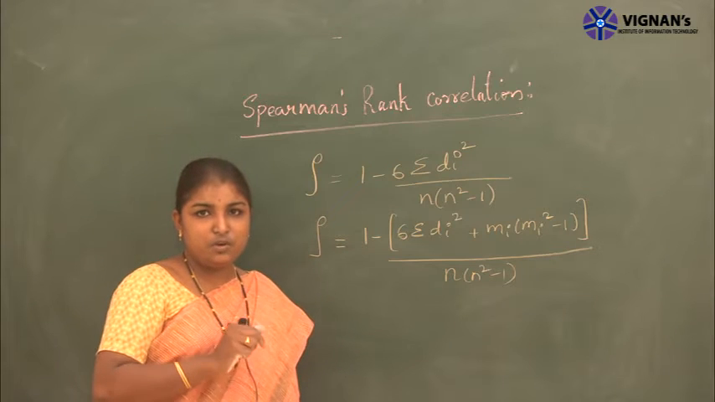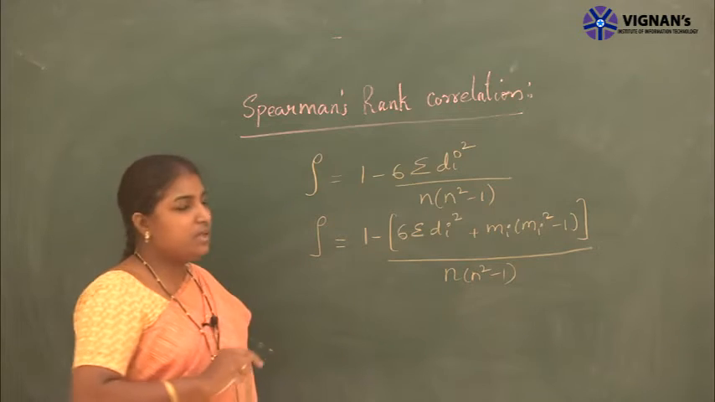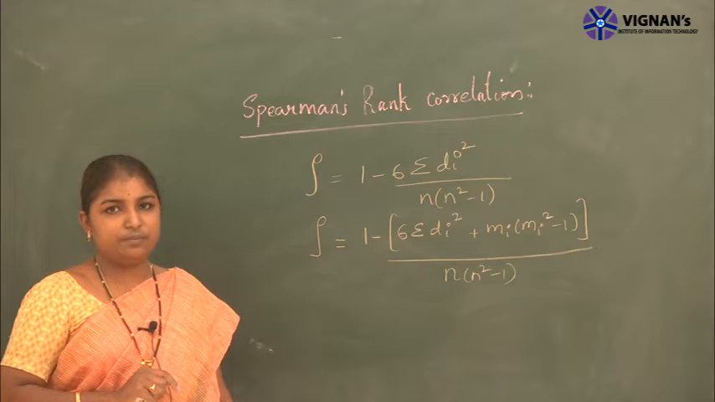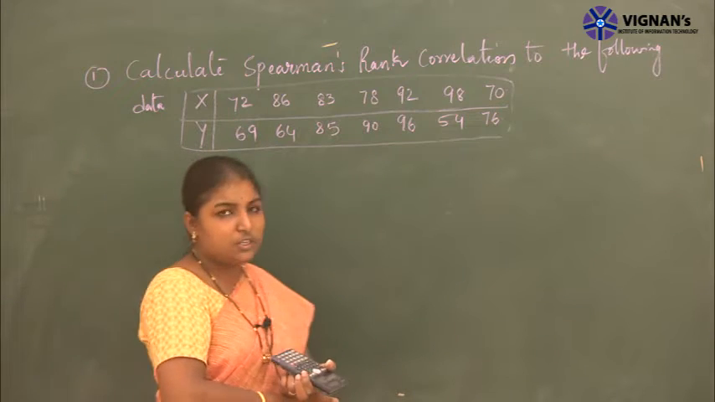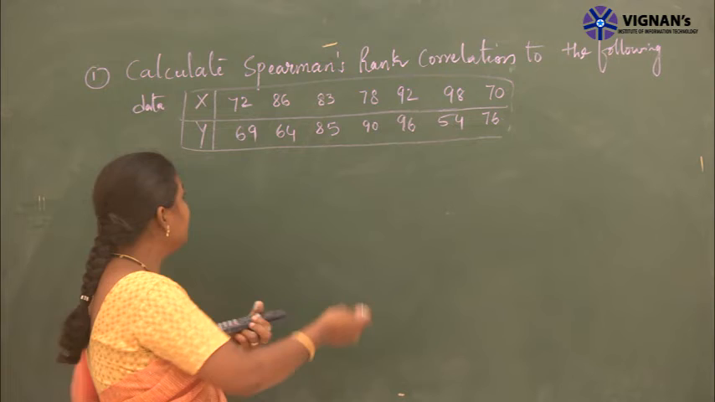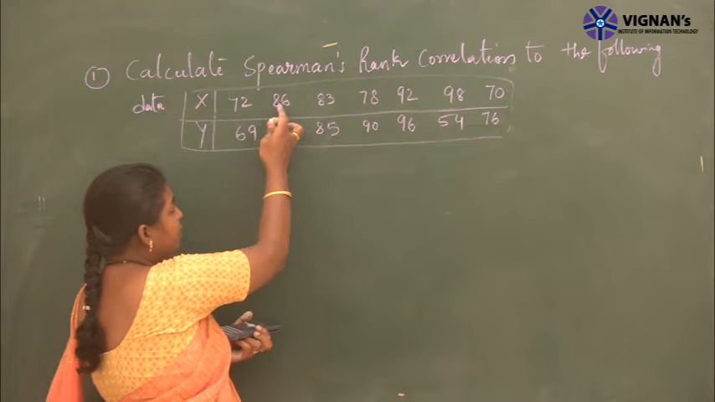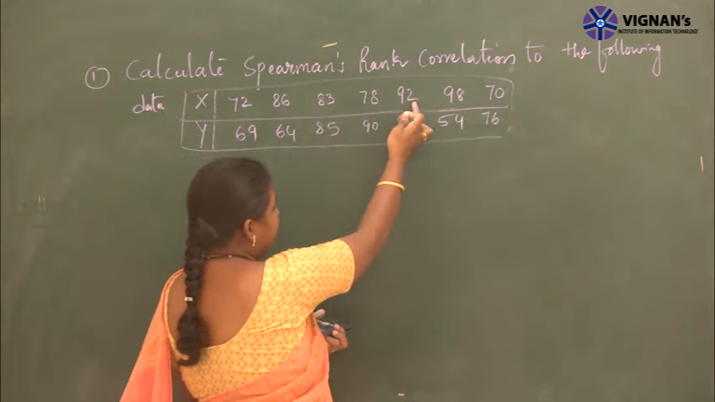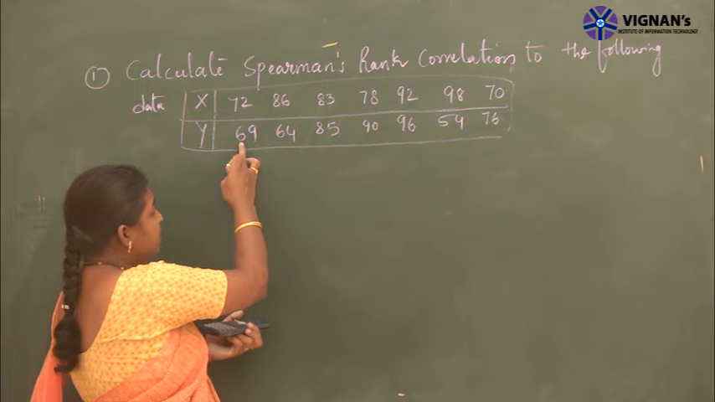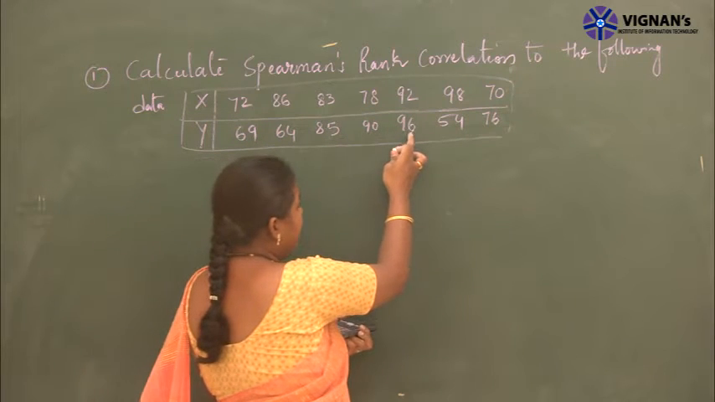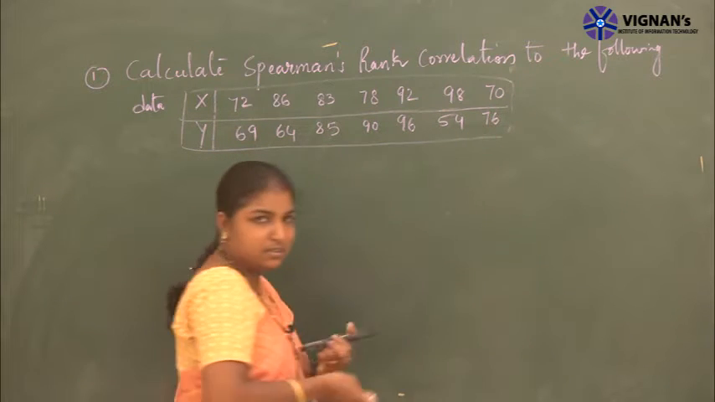Now we are doing problems on the Spearman's rank correlation quotient. See the first problem: calculate the Spearman rank correlation quotient for the following data. The x values are 72, 86, 86, 78, 92, 98, 70. And the y values are 69, 64, 85, 90, 96, 54, 76.